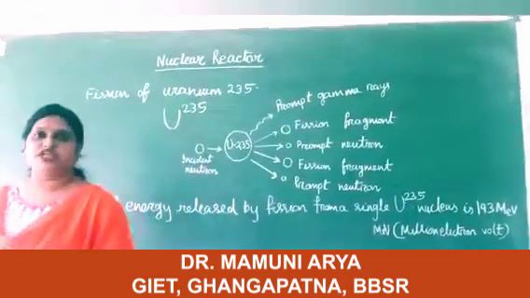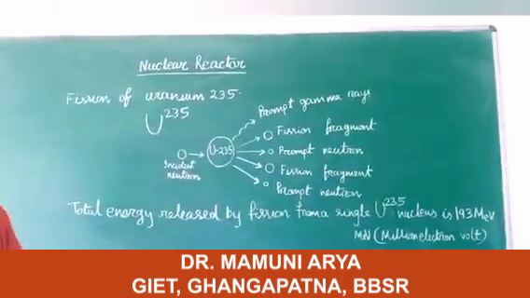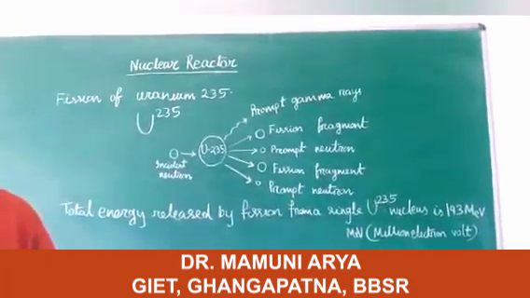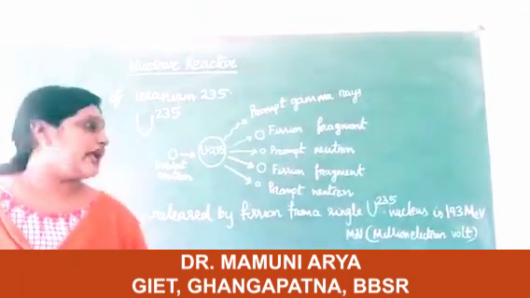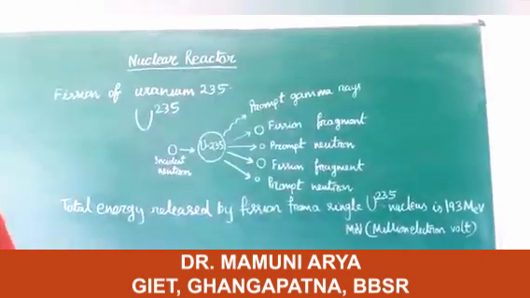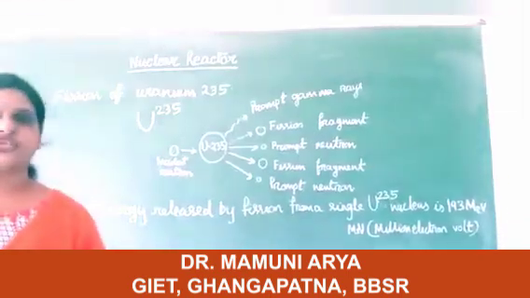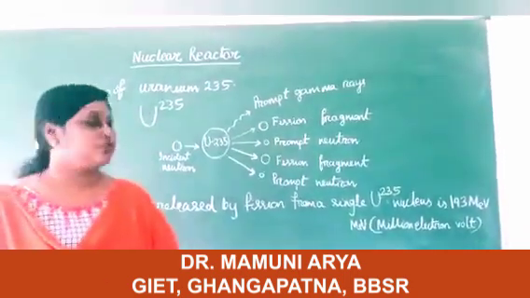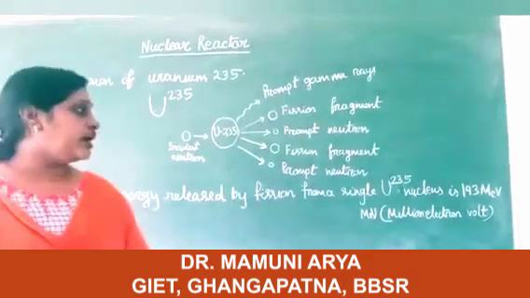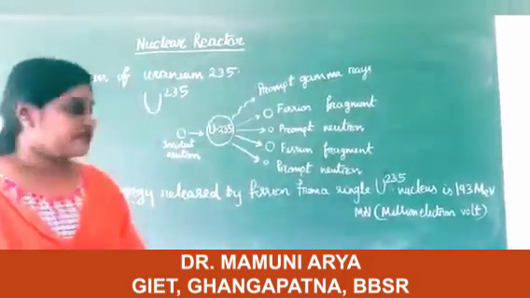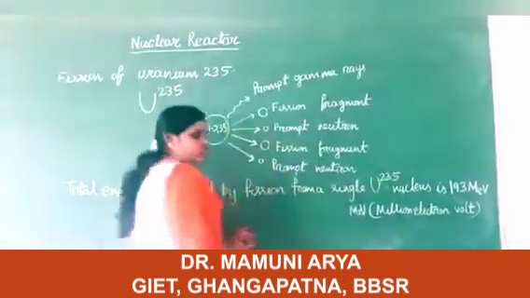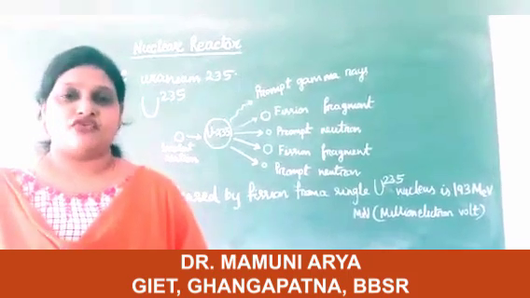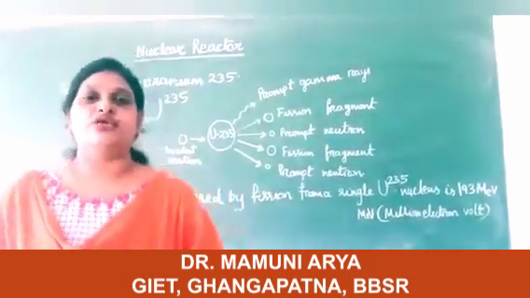So due to the fission process, we are getting some fission fragments and some prompt neutrons. Those fission fragments are the decay of alpha particles, beta particles and gamma particles. Due to that fission process, a huge amount of energy is also produced. So the total energy released by fission from a single uranium-235 nucleus is 193 MeV, that is known as million electron volt. That energy we utilize as a chain reaction process for producing the power in a nuclear power plant.